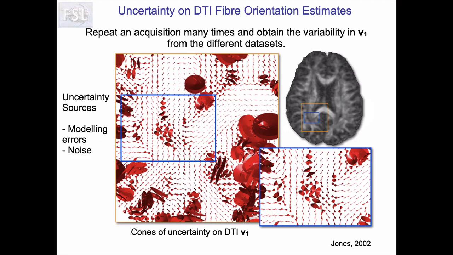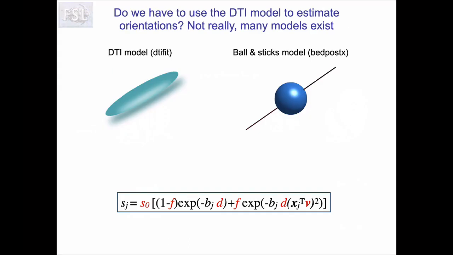Of course, this noise is somewhat unavoidable, but we would at least want to be able to quantify what the uncertainty in our tractography is due to the measurement noise. And that is the second goal that we have in BEDPOSTX, when we estimate the fiber orientations with FSL's BEDPOSTX. So, how do we do this? Well, first let's look at how we estimate multiple fiber orientations.